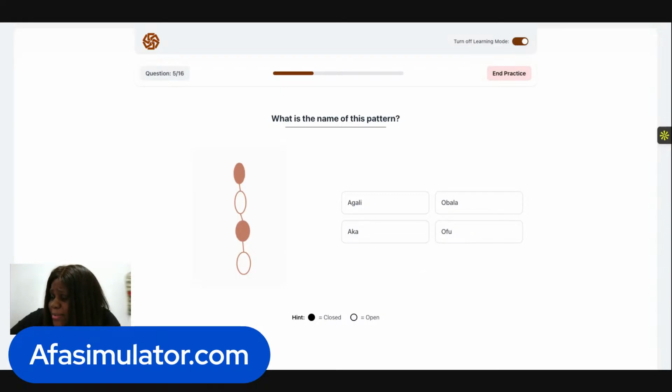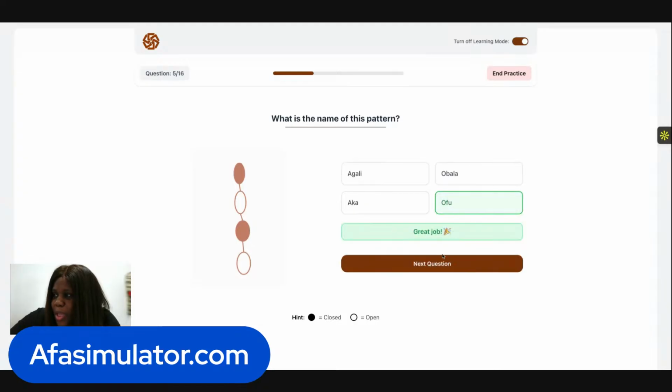It's not Obala. It's not Ofu. Actually, it could be Ofu. It's not Aka. It's not Obala. It's either Ofu or Agali. I want to say it's Agali, but I want to say it's Ofu. It's not Ofu. Okay, it's Ofu. How will I remember Ofu? I know it's 2-2, but the closed one is first. It's one after the other, but the closed one is first. I don't know why this is Ofu. It's not intuitive at all.